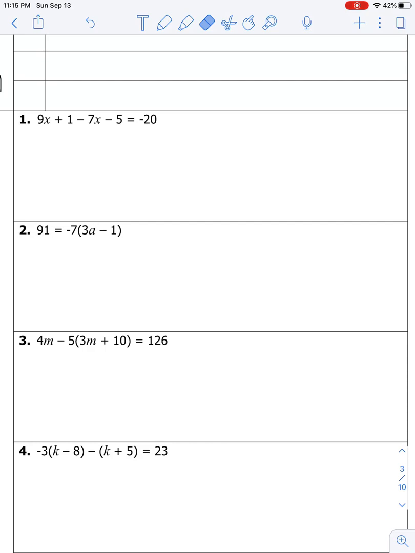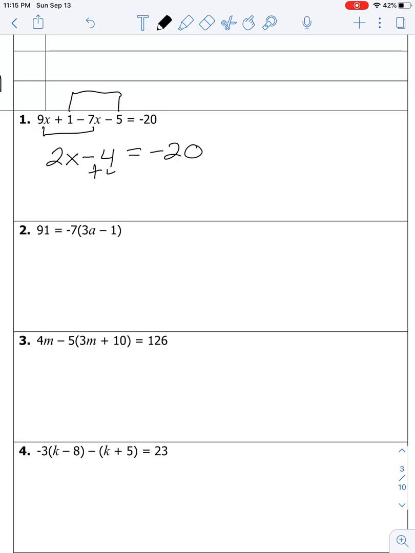The most that you ever want on any side is 2. Right now we've got 4. We need to break it down to 2. So what we can do is combine those two terms. 9x minus 7x is 2x. We can also combine these two terms. 1 minus 5 is negative 4 equals negative 20. And then it just becomes a two-step equation.